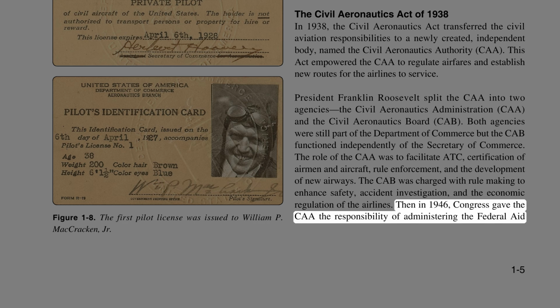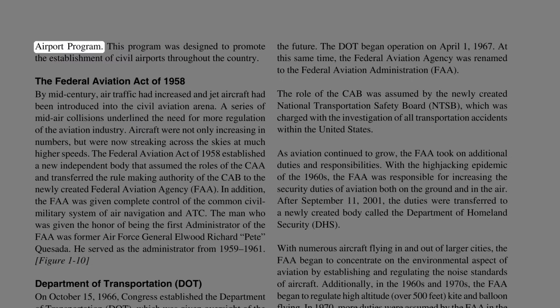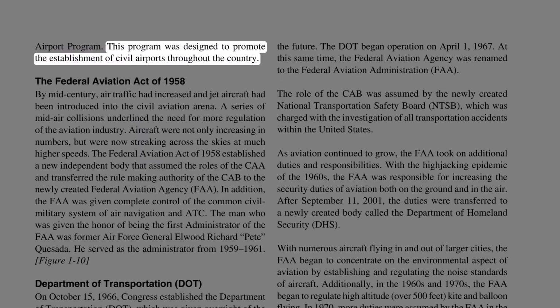Then in 1946, Congress gave the CAA the responsibility of administering the Federal Aid Airport Program. This program was designed to promote the establishment of civil airports throughout the country.